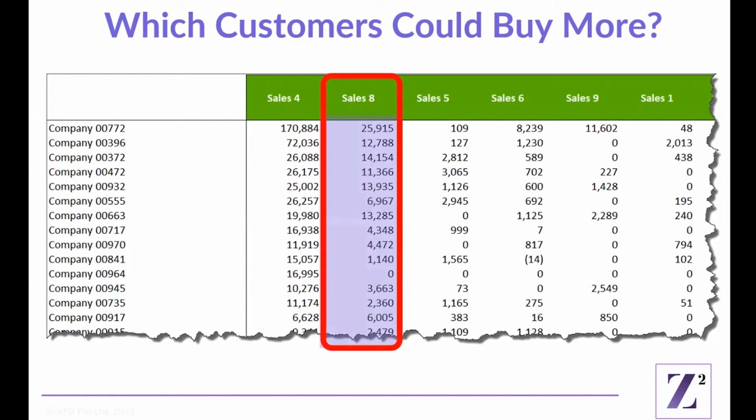Let's start with the highlighted column. We can see here there are some immediate questions to ask. Why does this customer purchase £72,000 of software but only £12,700 of maintenance? Whereas this customer who purchases 26k of software purchases 14k of maintenance. Why is there a difference? Well, looking at this customer who also purchases 26k of software, purchased 6.9k of maintenance. And what about this one? They don't purchase any maintenance at all.